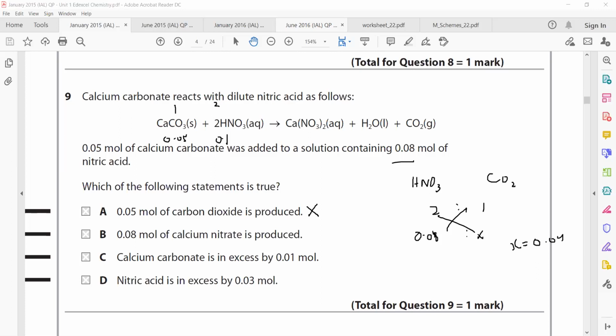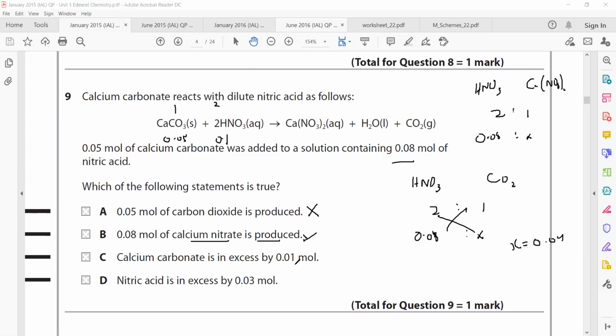Then we'll check the second statement. 0.08 moles of calcium nitrate are produced. It is not possible, because the ratio between nitric acid and calcium nitrate is 2 to 1. So if we have 0.08 moles, then this will be X, cross multiply. Again, we'll not get 0.08, we'll get half of that. So that statement is also wrong.